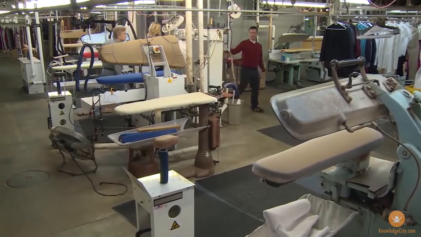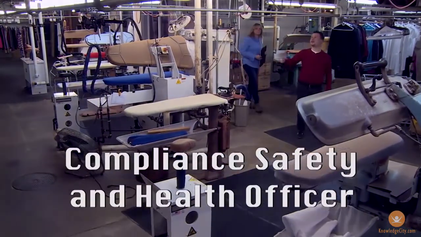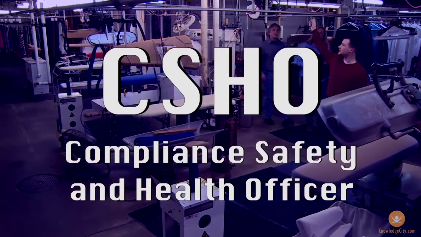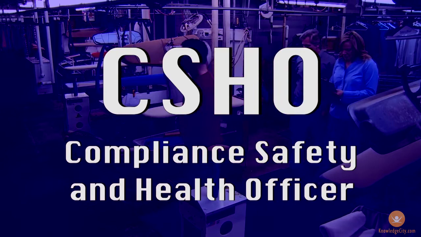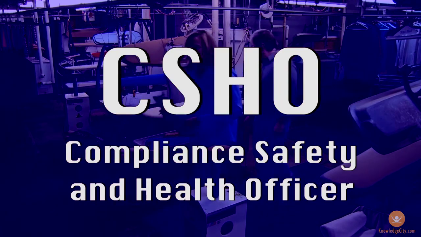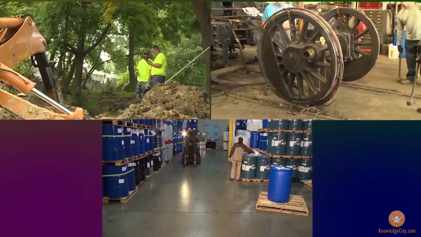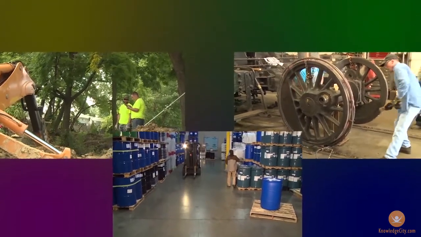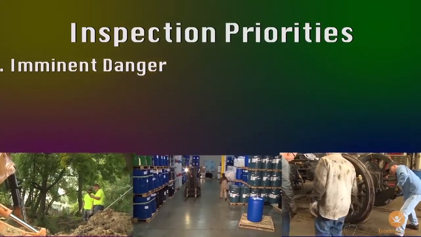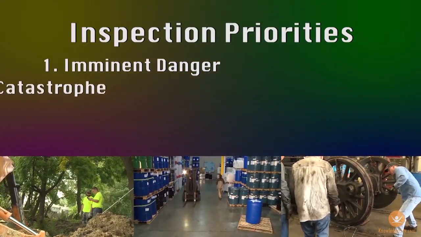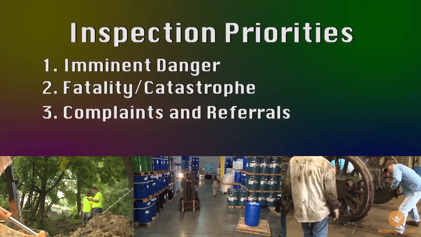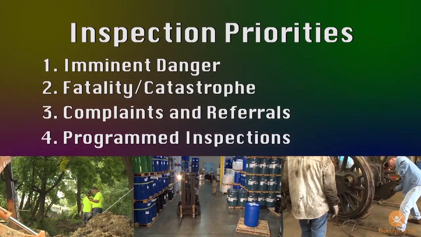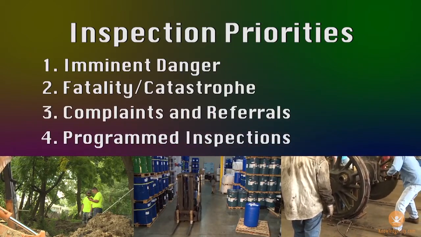As we've mentioned, the OSHA Act authorizes OSHA compliance safety and health officers, CSHOs, to conduct workplace inspections to determine if workers can perform their jobs in a safe and healthy way. Since OSHA can't inspect all of the 8 million work sites that they're responsible for, the agency has a system of inspection priorities that includes imminent danger situations, situations where fatalities or catastrophes have occurred, complaints and referrals, and regularly scheduled programmed inspections that address targeted hazards.